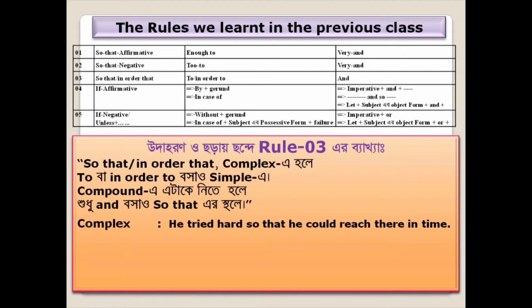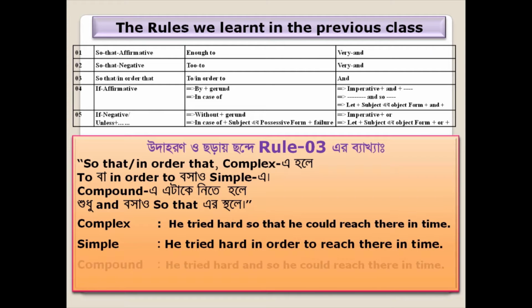Complex, he tried hard so that he could reach there in time. Simple, he tried hard in order to reach there in time. Compound, he tried hard and so he could reach there in time.